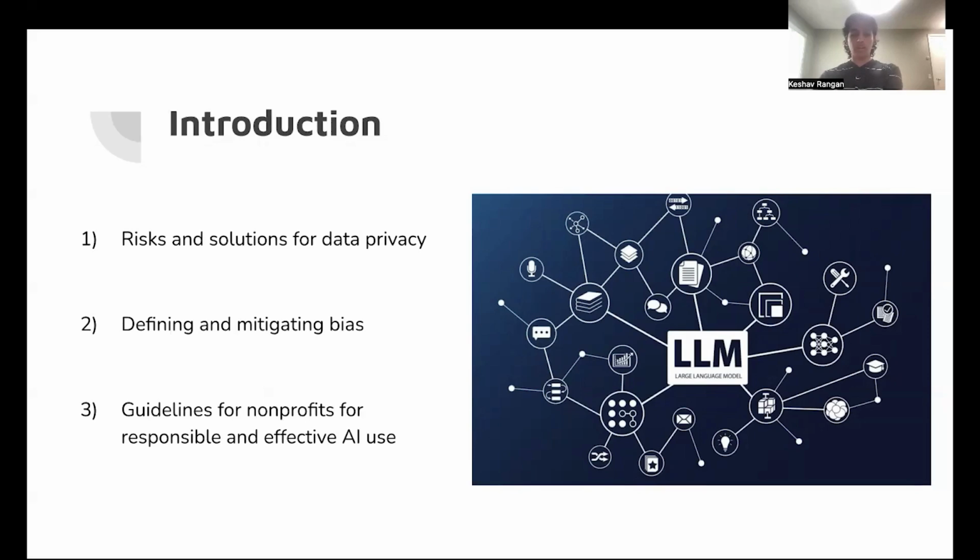This led me to propose the following three research questions. Number one, what are the risks associated with data privacy in LLMs, and how can we go about addressing them? Two, how do we define bias in AI, and what steps can we take towards measuring and mitigating bias? And three, what are the primary use cases and limitations of using AI at nonprofits, and how can we use this knowledge to create a set of guidelines for responsible and effective AI use?